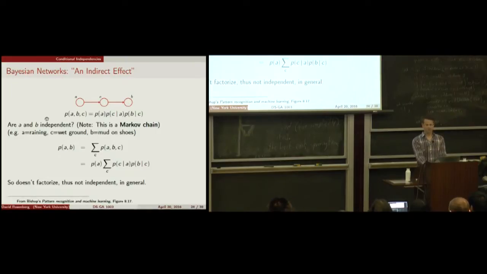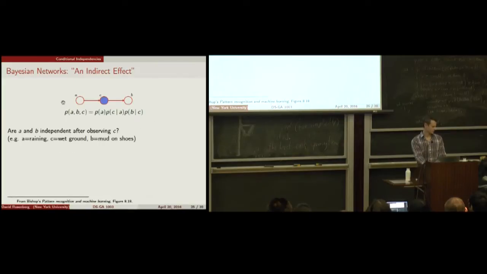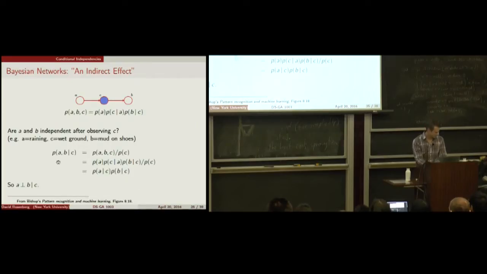So now the next question is, what if we observed C? Then are they independent? And what do you think? Yeah, so you can trace this through. You can prove this rigorously, that the factorization applies, so we will have conditional independence of A and B given C. Great.